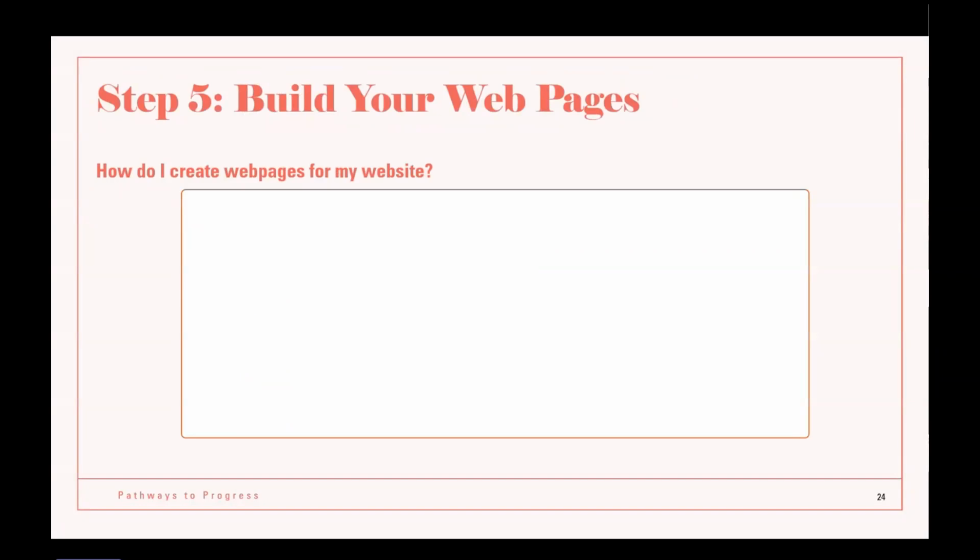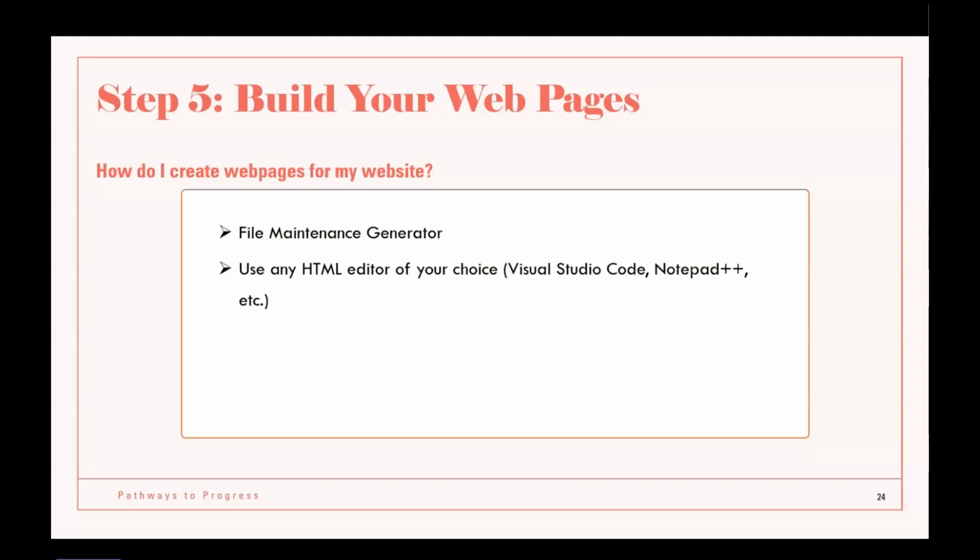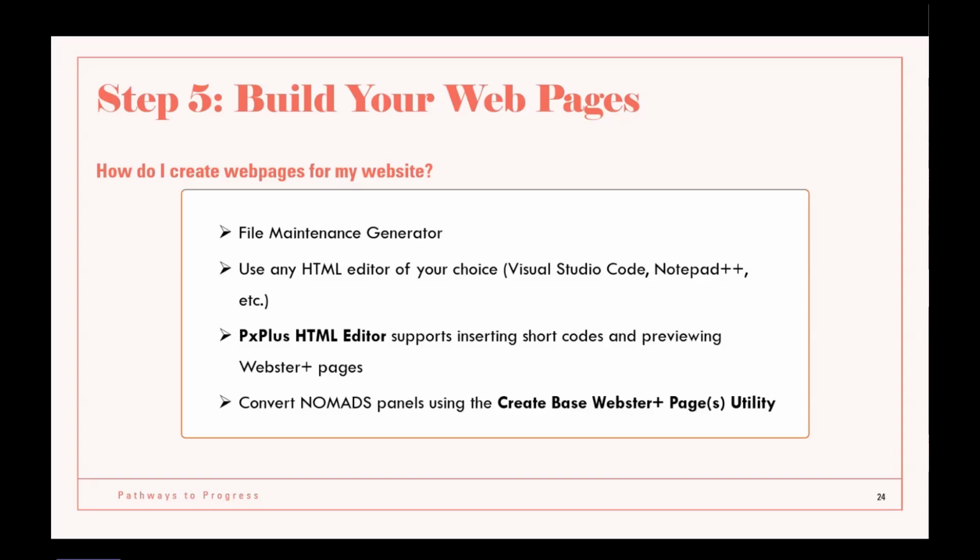Finally, at step 5, there are many ways to accomplish building web pages. You've got the file maintenance generator. This creates the HTML and the program that runs the application. You can use any HTML editor of your choice. Visual Studio Code and Notepad++ are two common examples. The PX Plus HTML editor supports inserting shortcodes and previewing Webster Plus pages. And lastly, the Convert panels using the Create Base Webster Plus Pages utility that Len talked about yesterday.